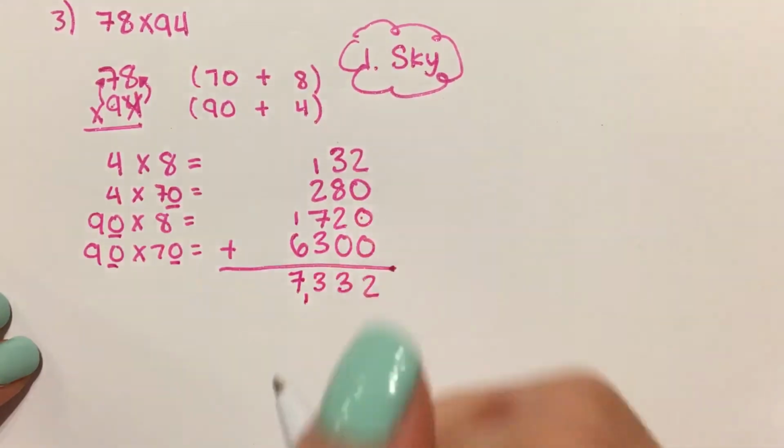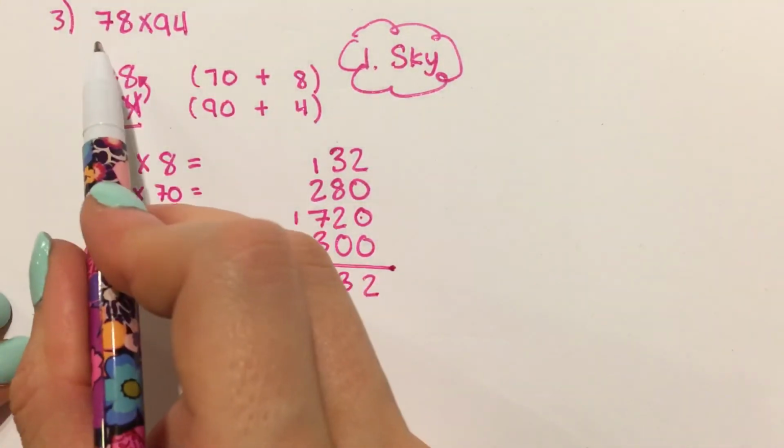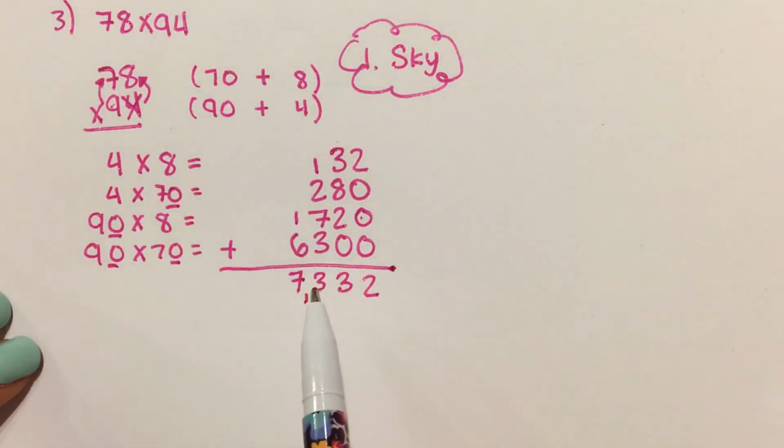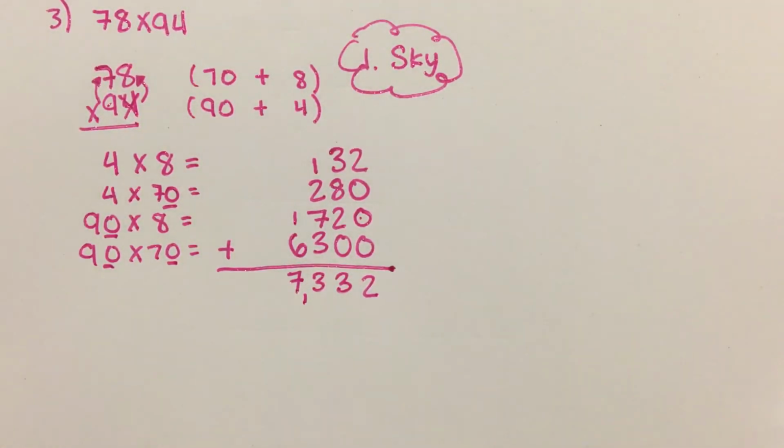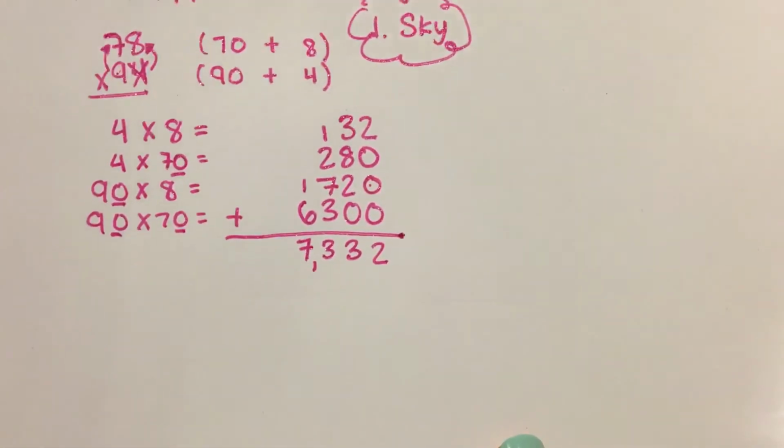1, 2, 3, comma. My product of 78 times 94 is 7,332. Great job to you if you got that right. Okay, let's move on to number 4.